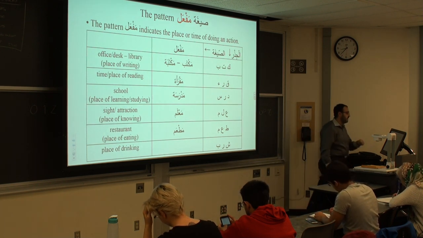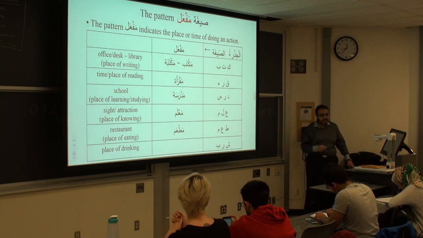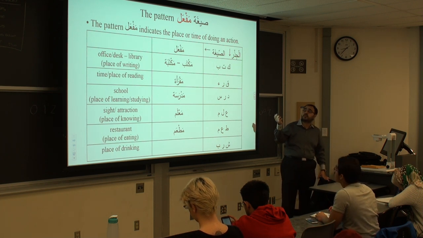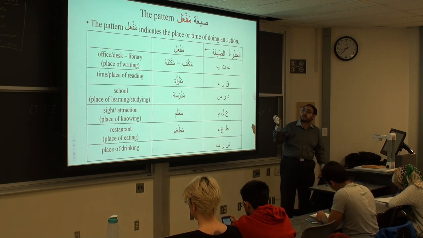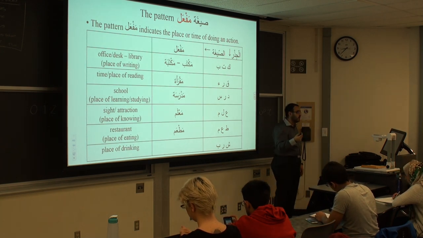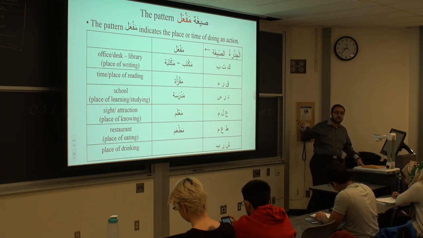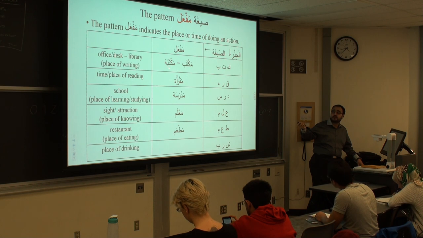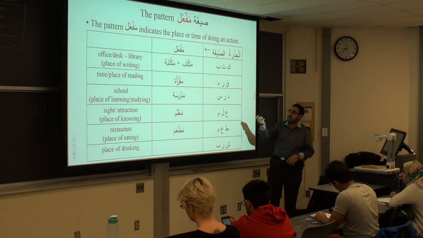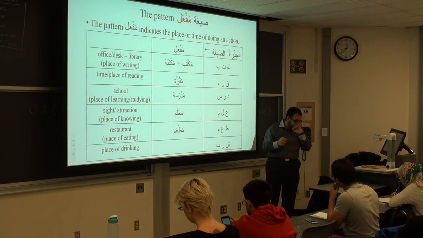The pattern maf'al indicates the place or time of doing an action, okay? So مفعل, whenever you have a word following the pattern مفعل, it will indicate either the place of the action or the time of the action. Okay, let's go to Laszlo, please read. Yeah, مكتب, and the feminine will be مكتبة. Okay, so مكتب and مكتبة both are following the pattern مفعل.